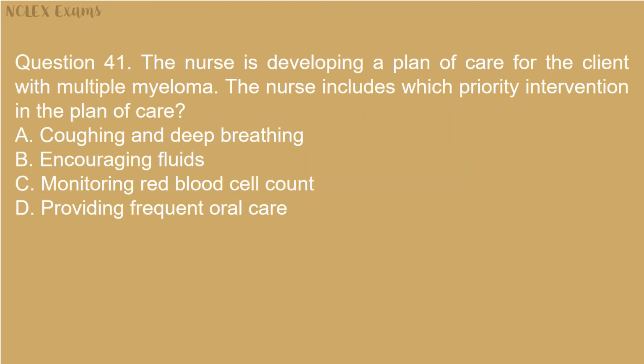Question 41. The nurse is developing a plan of care for the client with multiple myeloma. The nurse includes which priority intervention in the plan of care? A. Coughing and deep breathing. B. Encouraging fluids. C. Monitoring red blood cell count. D. Providing frequent oral care.